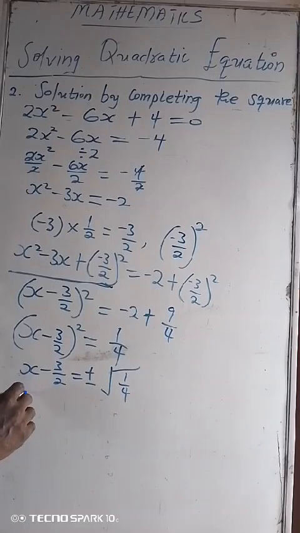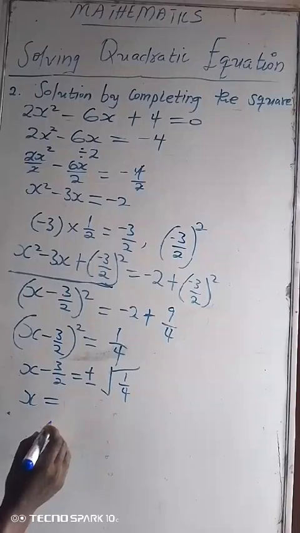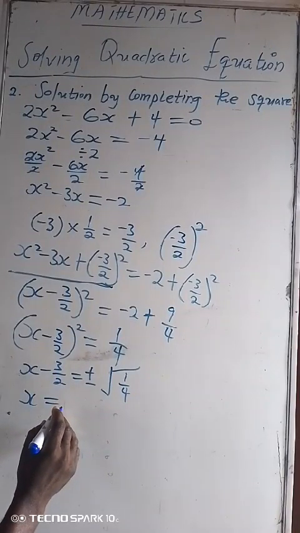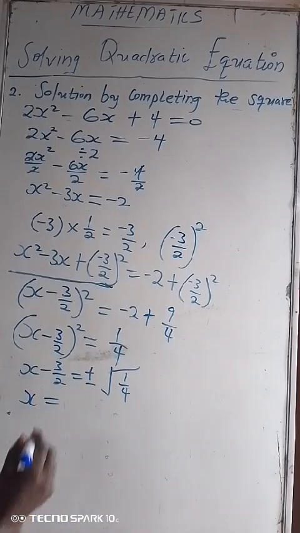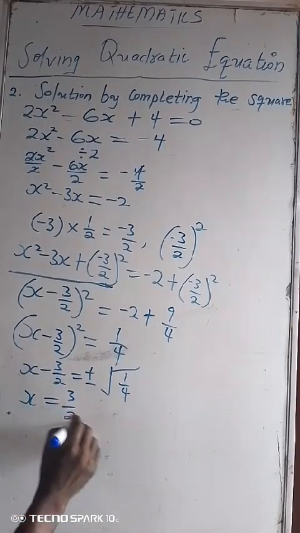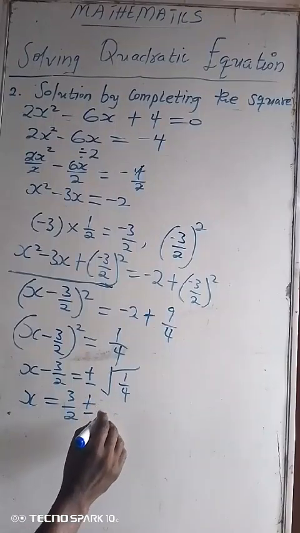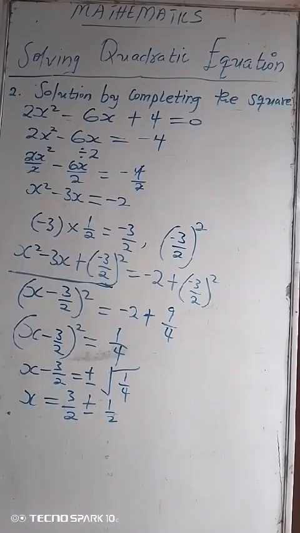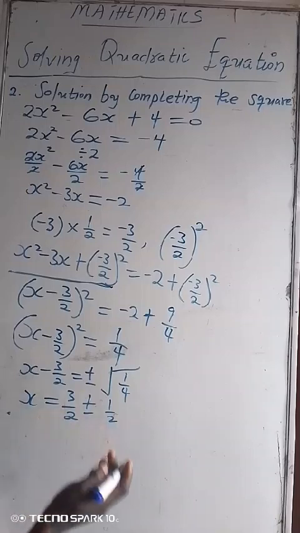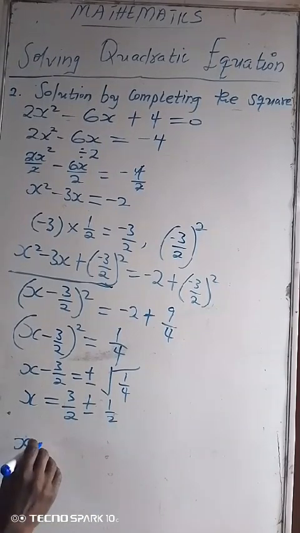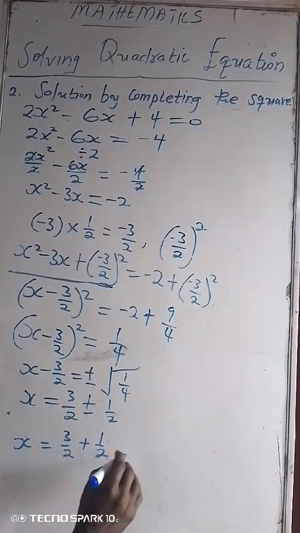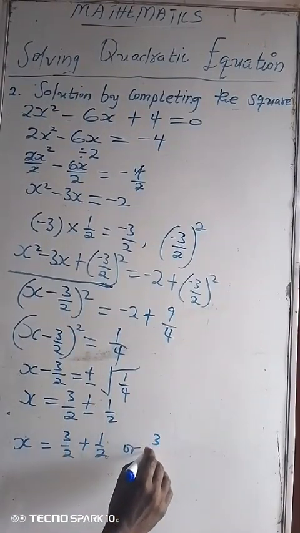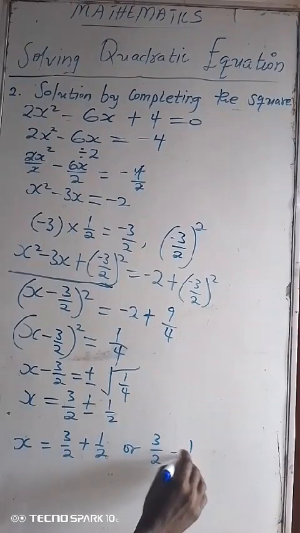So here this one will give me my x is equal to, this one is negative, so the inverse will be positive, 3 out of 2 plus or minus 1 out of 2. So we are looking at 2 aspects, the positive side and then the negative side. So my x is equal to 3 out of 2 plus 1 out of 2, or 3 out of 2 minus 1 out of 2.